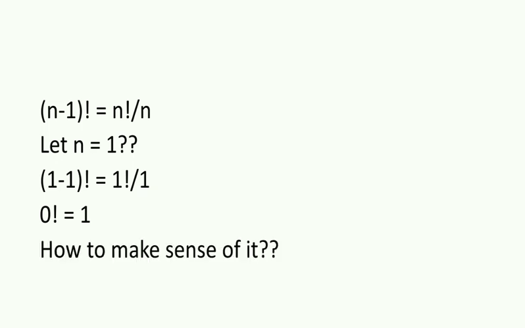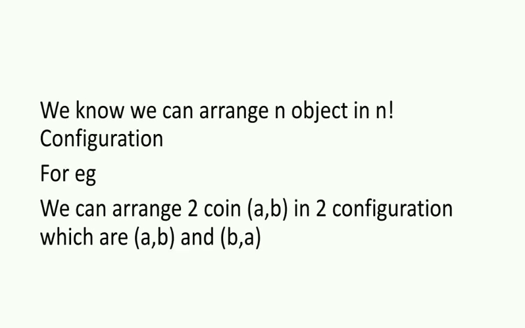So what is the logical explanation for 0 factorial being equal to 1? For this we can use the concept of permutations and combinations. From there we can say that for any number of objects n, there will be n factorial configurations. For example, if we have two coins, namely A and B, then there are 2 factorial ways to arrange them.